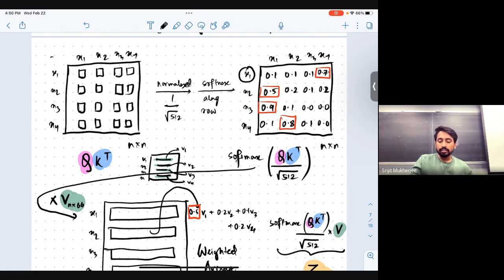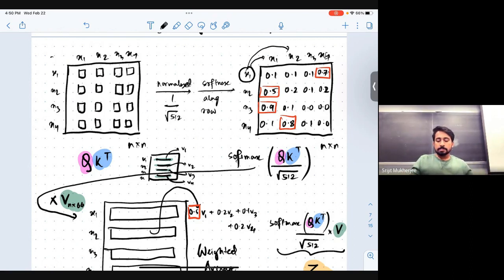x1 is related to x2. What is the probability x1 is related to x2? That is, the first word with its value and position is related to the second word. That is 0.1. What is the probability that the first word is related to the second word in terms of value and position? 0.1. And you see the maximum relationship is with the fourth word. It's just a toy example.